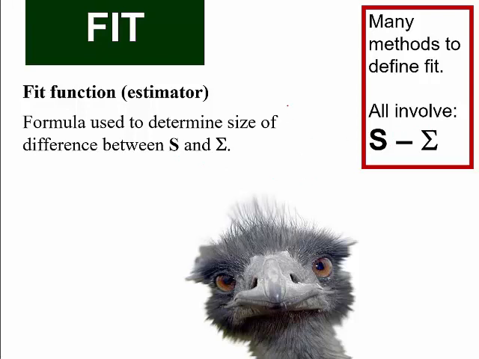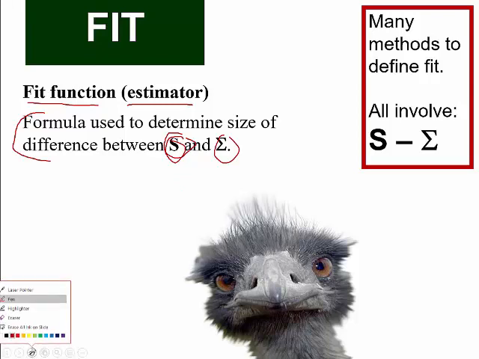And whatever formula we use, we're going to call that formula a fit function or an estimator. So when you're doing structural equation modeling, someone might ask, which estimator are you using? Or they might say, what fit function are you using? What that question asks is what formula you are using to decide how big the difference is between S and sigma. Maximum likelihood, which we talked about before, is one type of fit function. Maximum likelihood is one estimator. It's a formula that we could use to measure the difference between S and sigma.